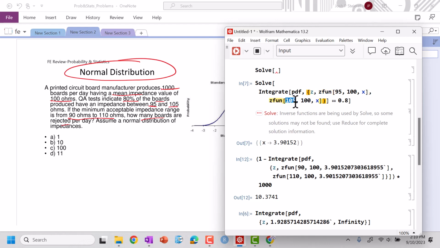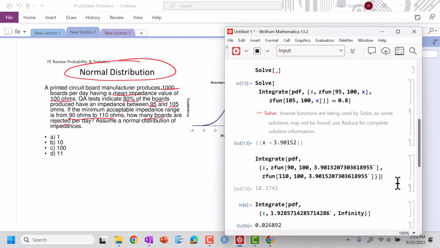And then 105, 100, and x is 80% of our data set, so we can shift under that. That would be 3.9. Then we are also given, I'm going to paste that in here, that now we're interested in what percent of our data is going to fall between these bounds. So 90 and 100, given what we solve for our mean here, 0.989.